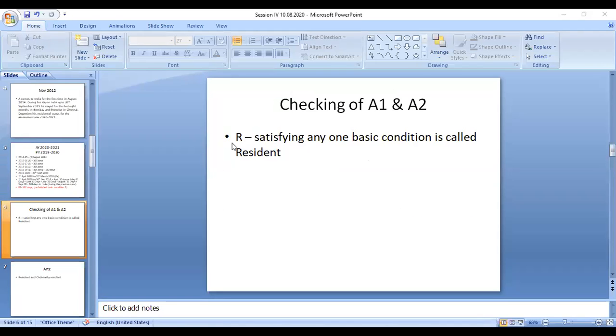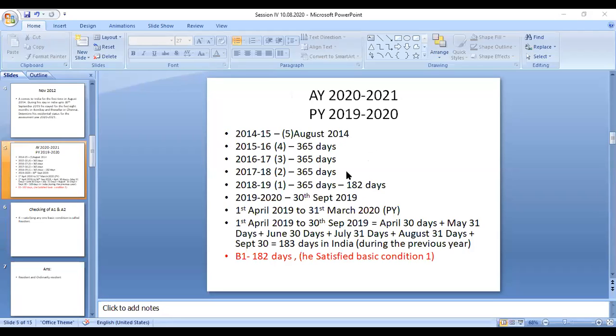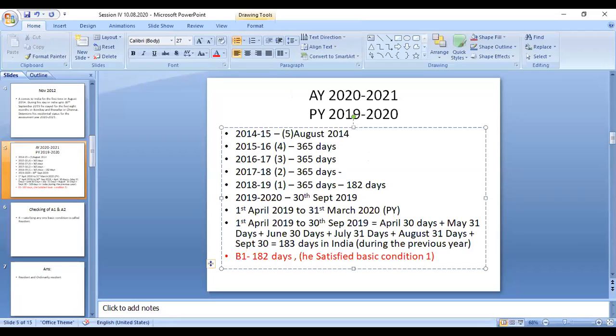So what is a resident? Resident means satisfying any one basic condition. The basic condition means you must stay 182 days in India. So if you are checking the 182 days of the first condition, out of the 10 previous years, he stayed in India for only 5 previous years. So you are checking 2 previous years, 2018-19 and 2017-18. The current previous year also he is in India only. So he is satisfying additional condition 1.